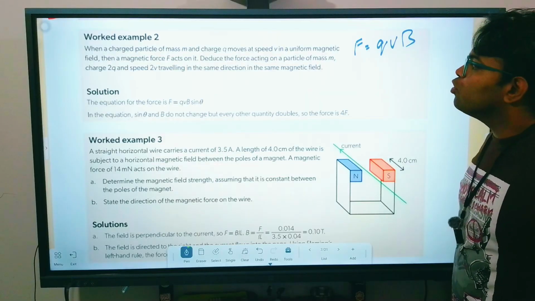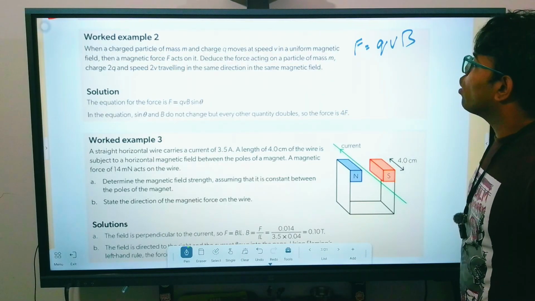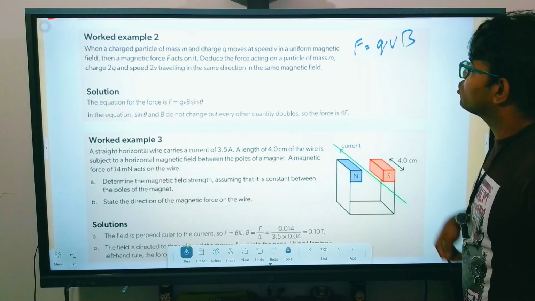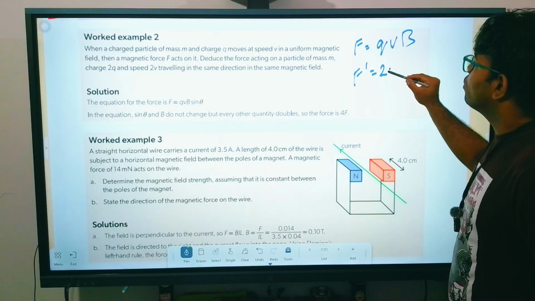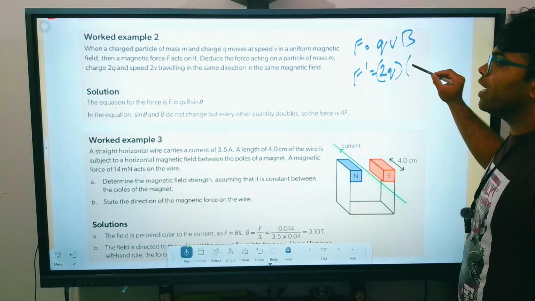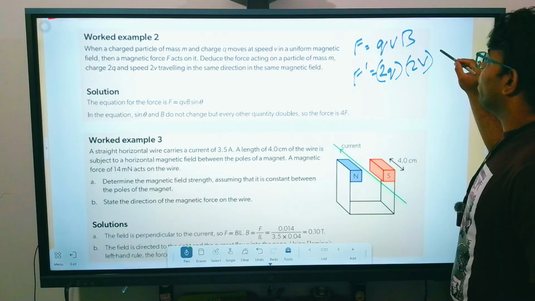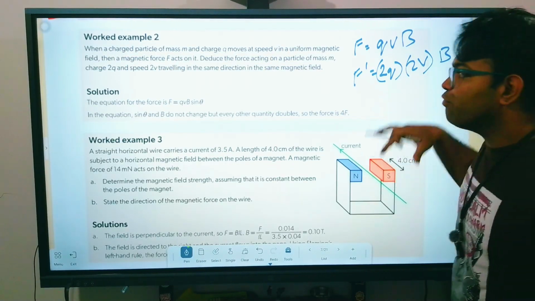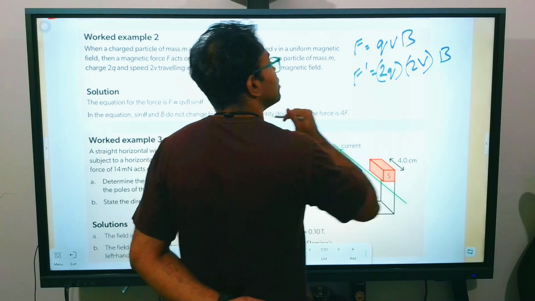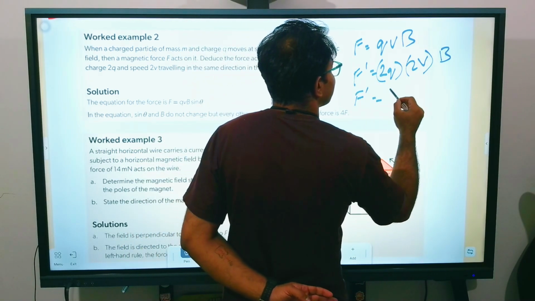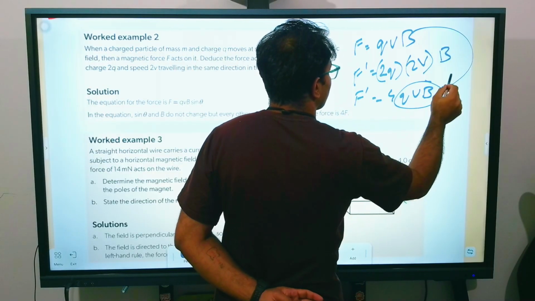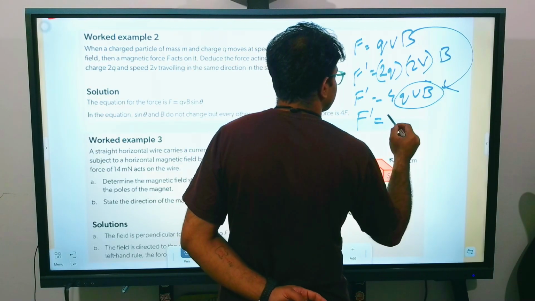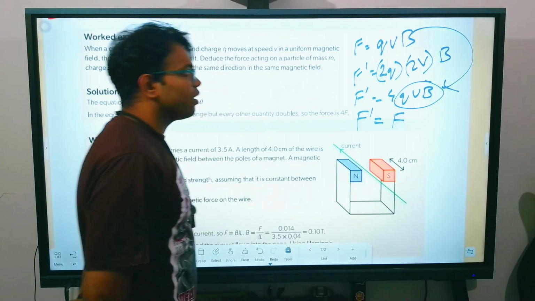Now, deduce the force acting on the particle of mass m, charge 2q. F dash is equal to what? F dash is equal to 2q multiplied by 2v multiplied by B, in the same magnetic field and the same direction. So F dash will become 4qvB, and we know the value of qvB is F. So F dash is equal to 4F. Clear?